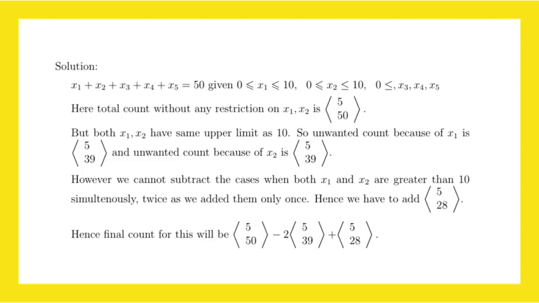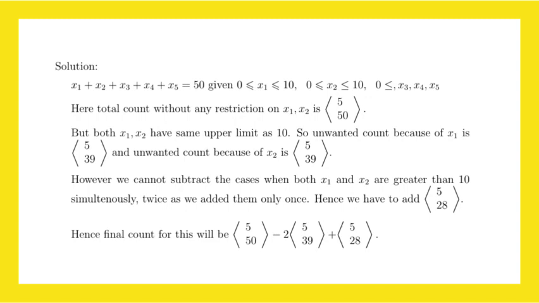However, because we will subtract because of x1 and because of x2 two times, we will have to consider the case when x1 and x2 both are simultaneously greater than 10. So in that case, by change of variable, the way we did it in the earlier problem, we should find out the cases which we should include, because we have excluded two times, will be 5 elbow 28.